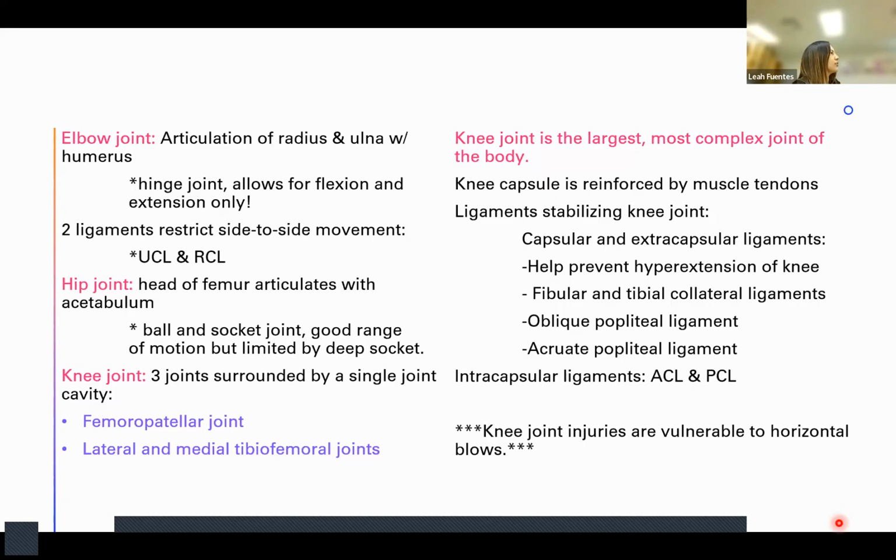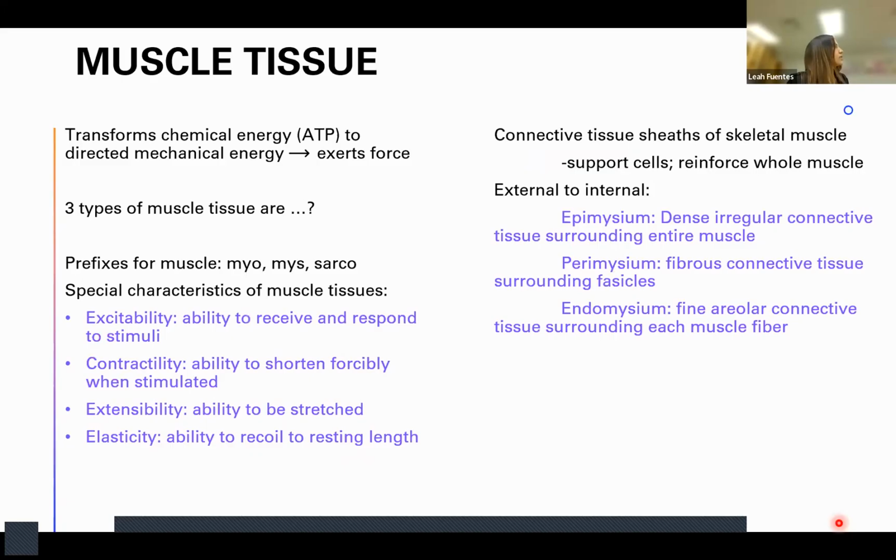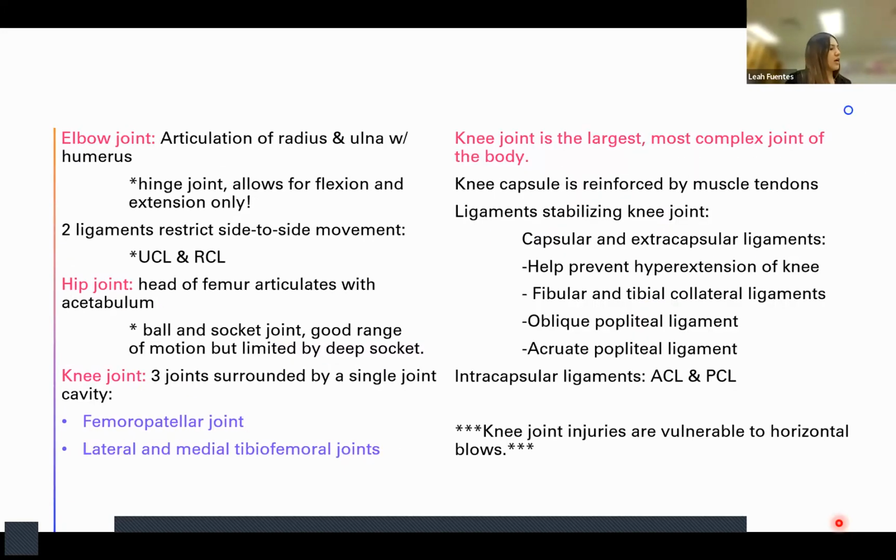And then another thing to note is that knee joint injuries are vulnerable to horizontal blows. I can see that being asked on the exam. So that could either be like what type of joints are vulnerable to horizontal blows. That'd be the knee joint, or knee joints are vulnerable to what type of blows. Okay, and that does it for chapter 8.